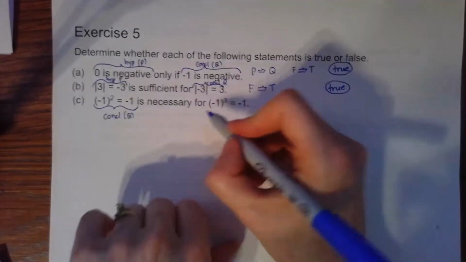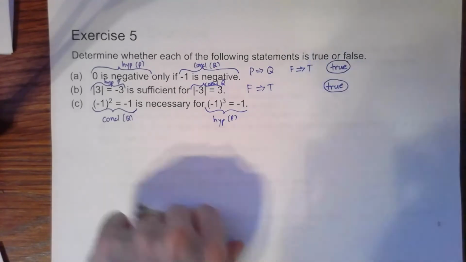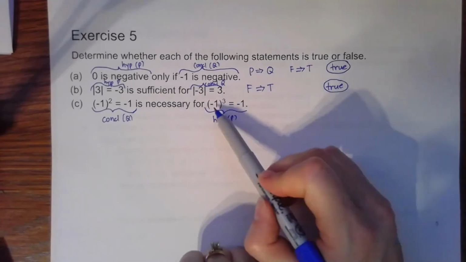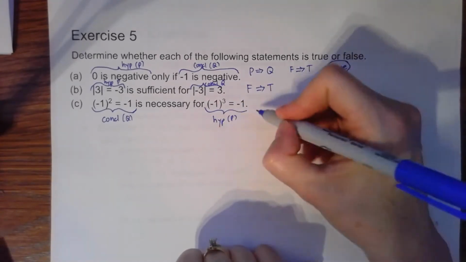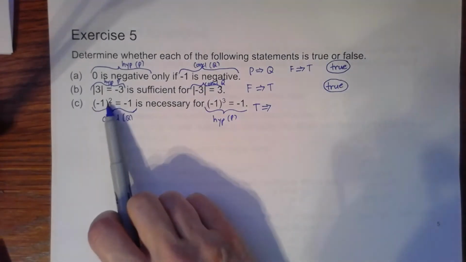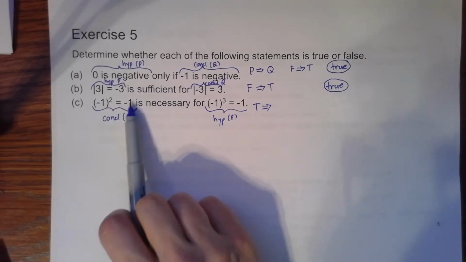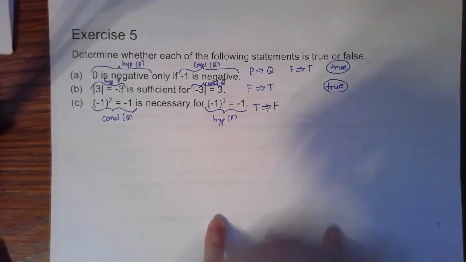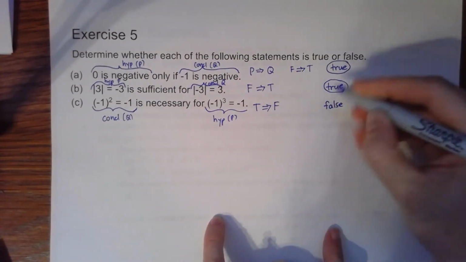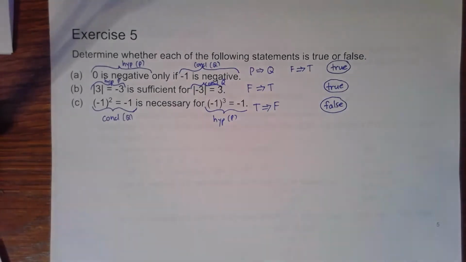So that's our hypothesis, and that's our P value. We'll evaluate the hypothesis first. -1 cubed equals -1. That's true. And then the conclusion is that -1 squared is -1. That's false, because a negative times a negative is a positive, right? That should be a positive one. This is false. And true implies false is false. That's the only time we get a false statement, if we have a true hypothesis and a false conclusion.